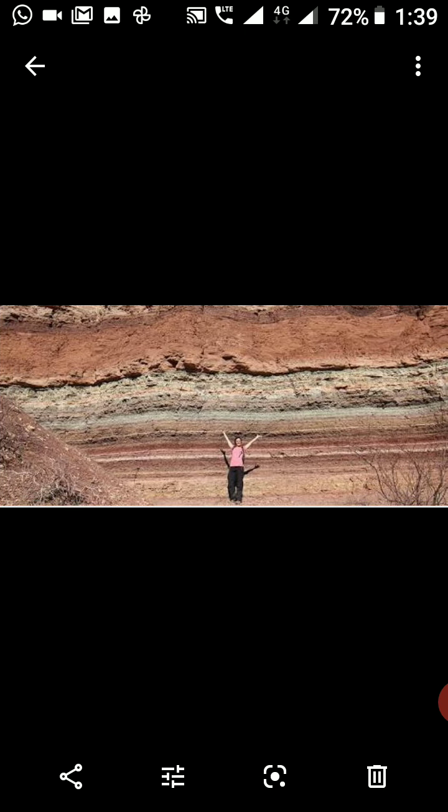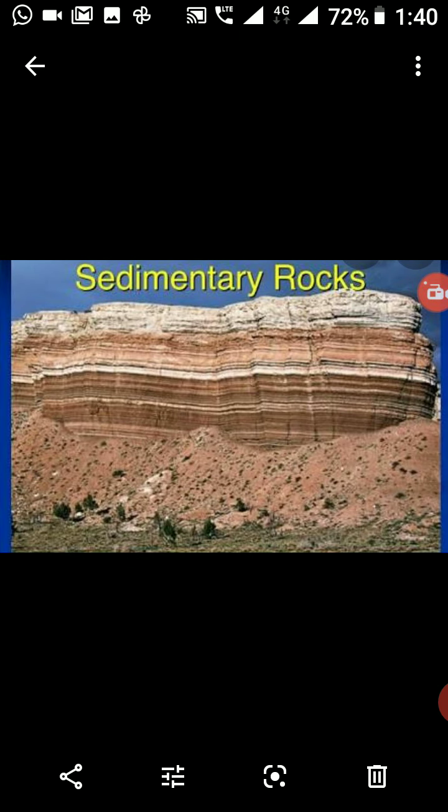Classification of sedimentary rocks. Based on grain size, there are 3 types. One is rudaceous, second is arenaceous, and the third one is argillaceous. Rudaceous means pebbles. Rudos means pebbles. This is a Latin word. These are made up of particles having grain size more than 2 mm in diameter, heterogeneous in composition.